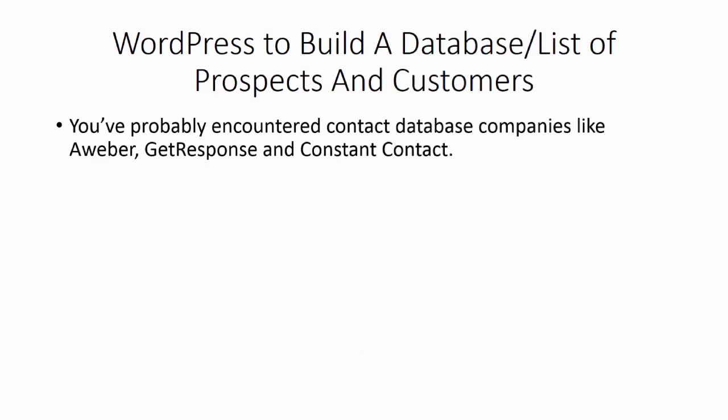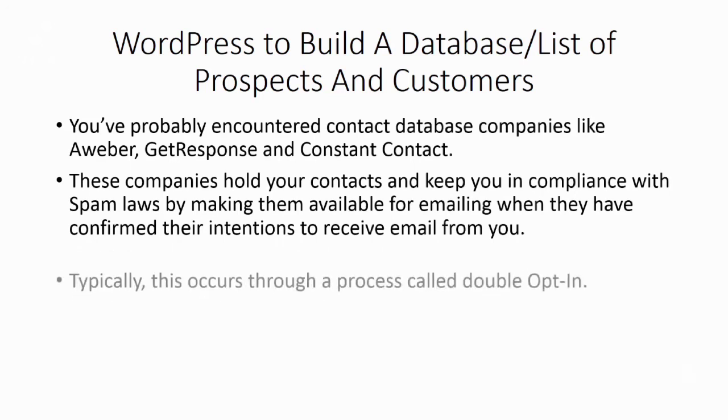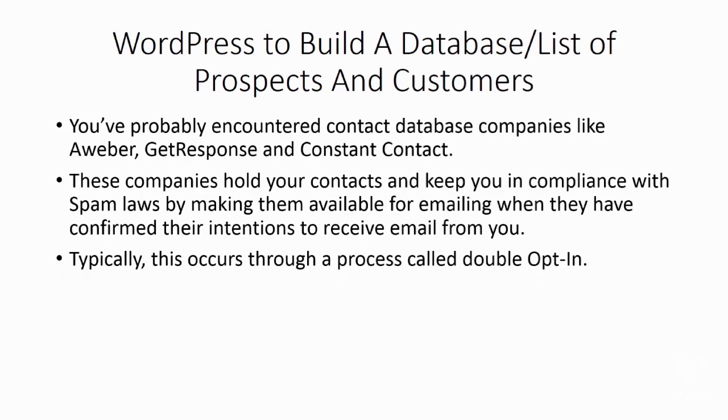Now, you've probably encountered some contact database companies like Aweber, GetResponse, or Constant Contact. Now, these companies hold your contacts and keep you in compliance with spam laws by making them available for emailing when they have confirmed their intentions to receive emails from you. Typically, this occurs through a process called double opt-in.